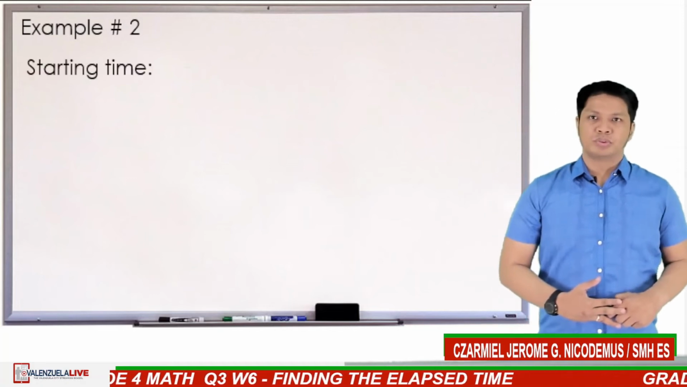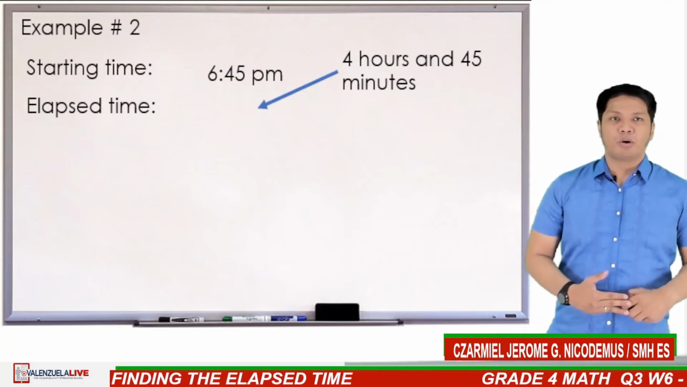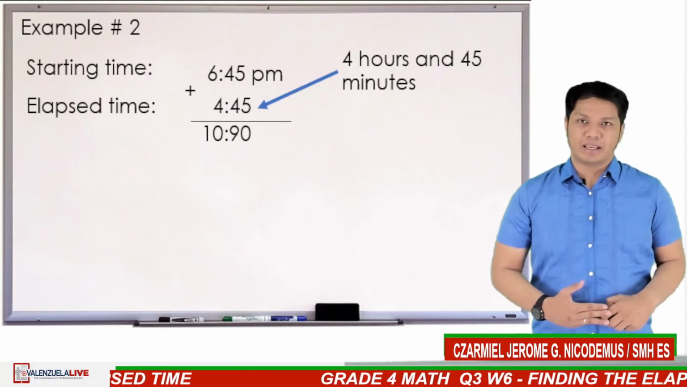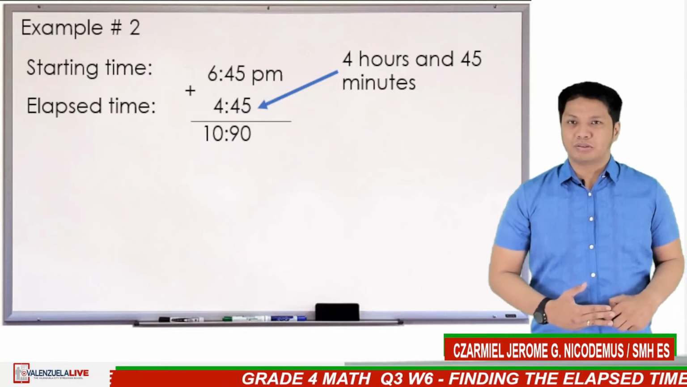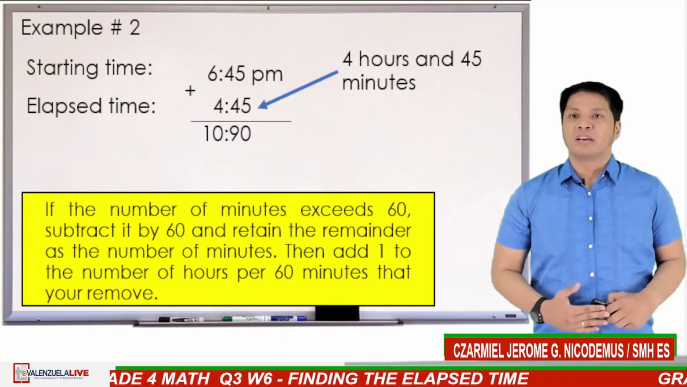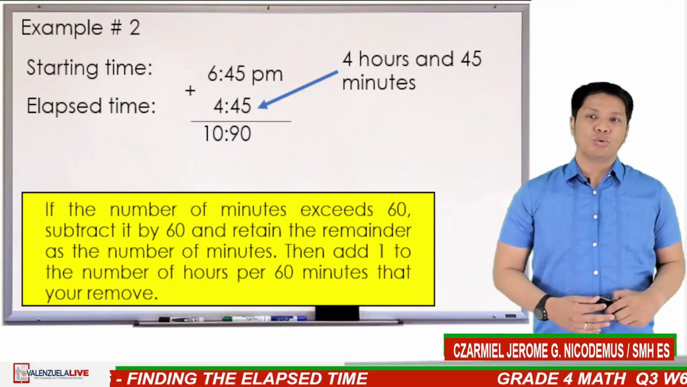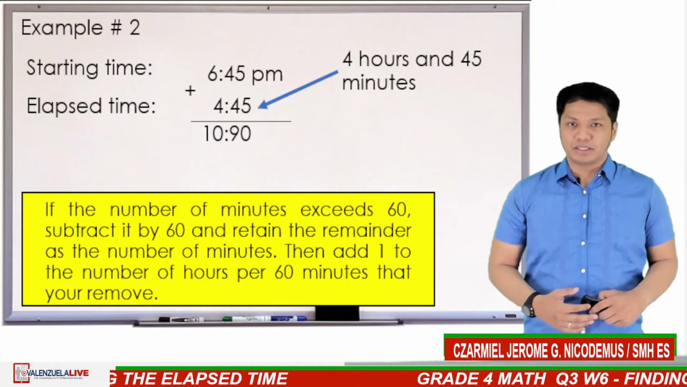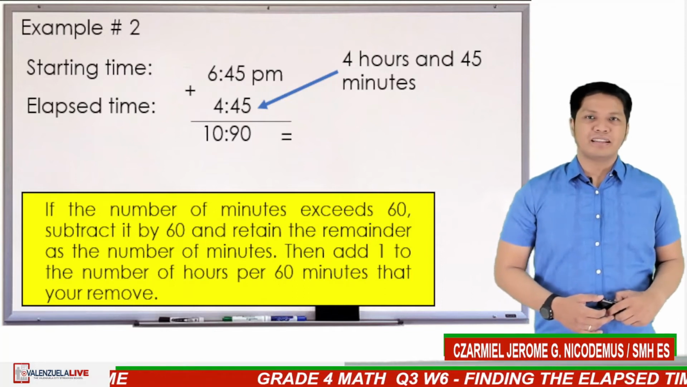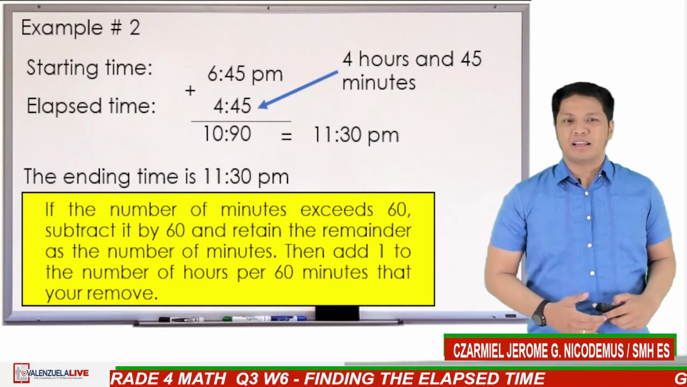Example number 2. Here, the starting time is 6:45 p.m. and the elapsed time is 4 hours and 45 minutes. So 45 plus 45 is equal to 90. Then 6 plus 4 is equal to 10. If the number of minutes exceeds 60, subtract it by 60 and retain the remainder as the number of minutes. Then add to the number of hours per 60 minutes that you remove. So 10:90 will become 11:30 p.m. The ending time is 11:30 p.m.